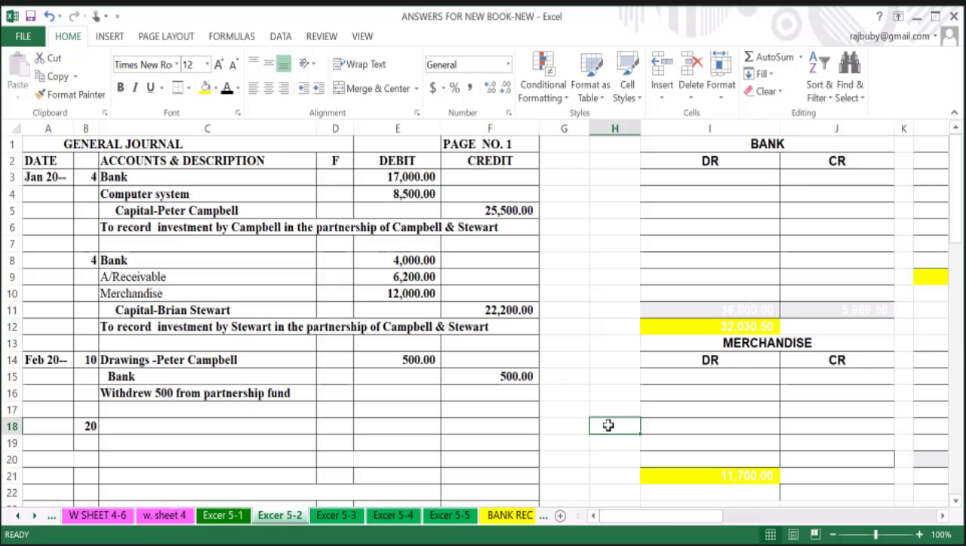Okay. Brian Stewart withdrew 400 in cash and 339, which includes tax, worth of merchandise for his own use. Okay, the bank is 400 debit.